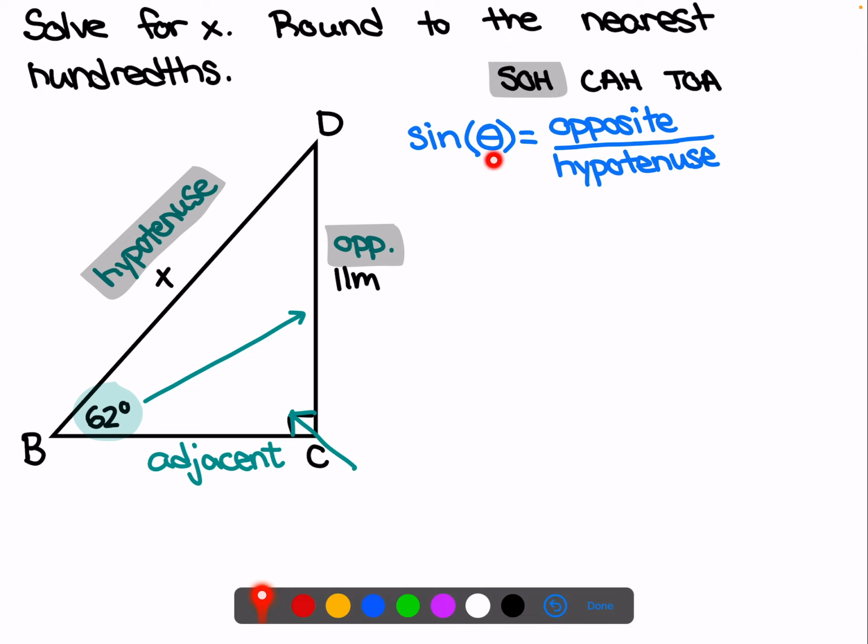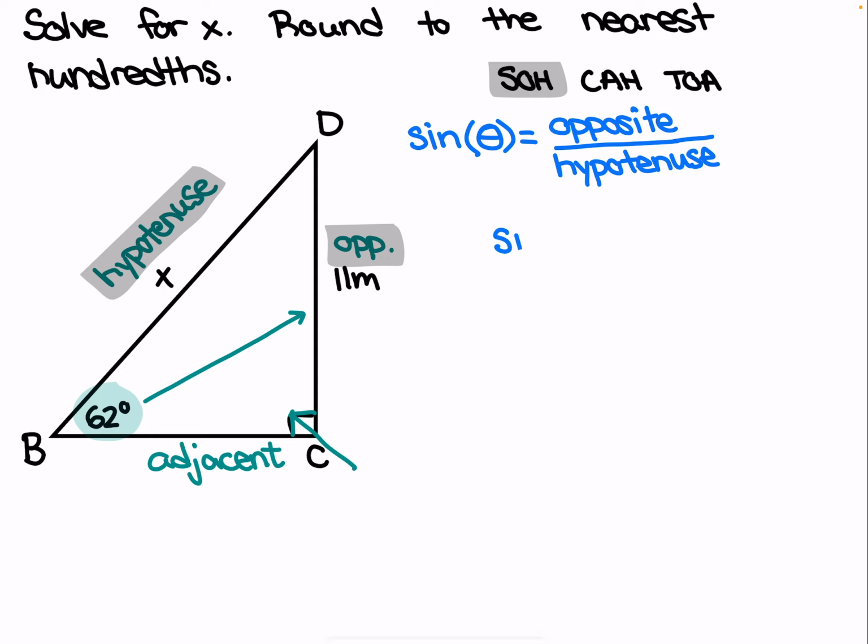Again, this symbol is just theta. I'll talk a little bit about that later, but all you need to know for it is that it's a Greek letter that represents angle measures. That's what it's used exclusively for. It's used to show angle measures. So plugging in our values, we have sine of 62 degrees is equal to opposite 11 meters over hypotenuse x.